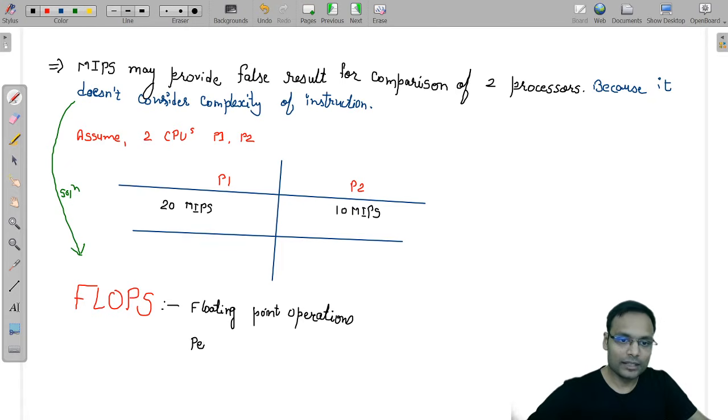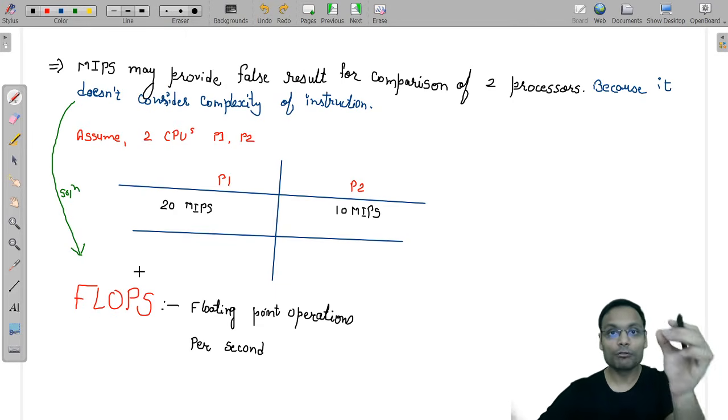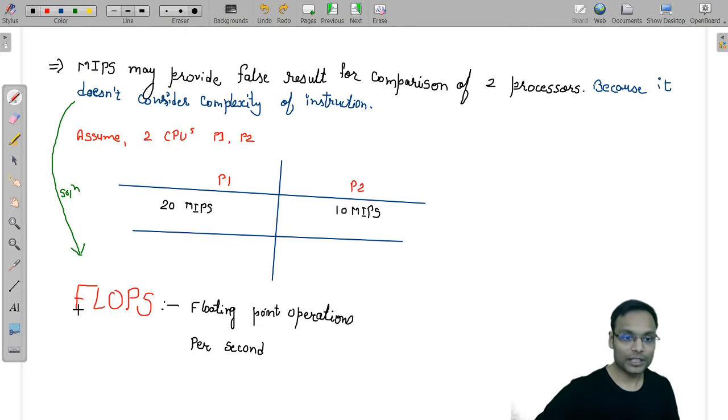So in 1 second, how many floating point operations can a CPU perform? That is the FLOPS. Here I am calculating the performance in terms of complexity. How complex can an operation be? A floating point operation can be very, very complex. So in that case, I am considering the operation. Hence, this particular false problem will not occur with FLOPS.